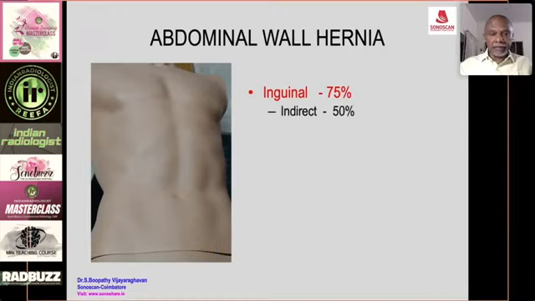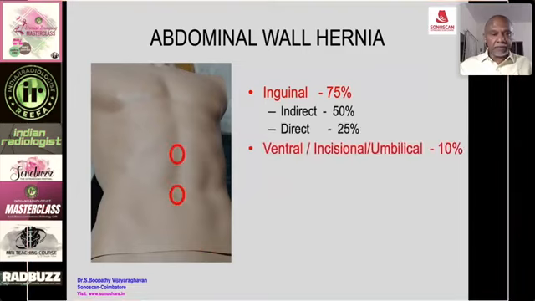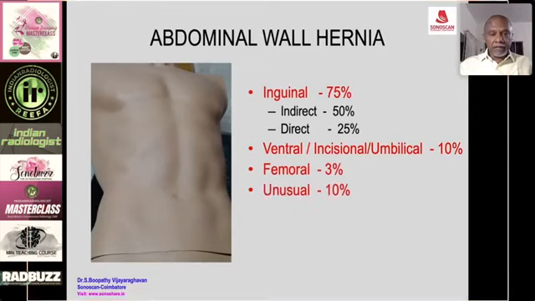Among abdominal wall hernias, the most common one is the inguinal, which forms 75% of the hernias, and may be indirect in 50% and direct in 25%. Or it may be a ventral incisional or umbilical hernia forming 10%, and femoral in a small 3%. The rest is formed by the unusual types of hernias, which can be the spigelian, the Richter, obturator, and the lumbar hernia.